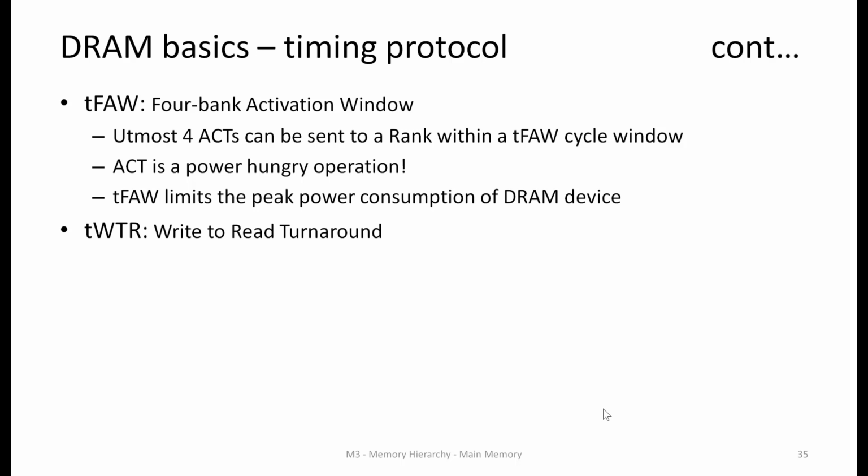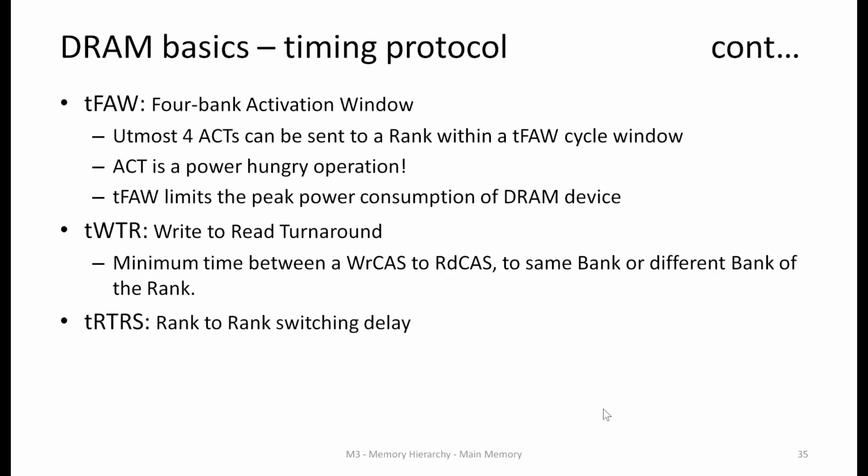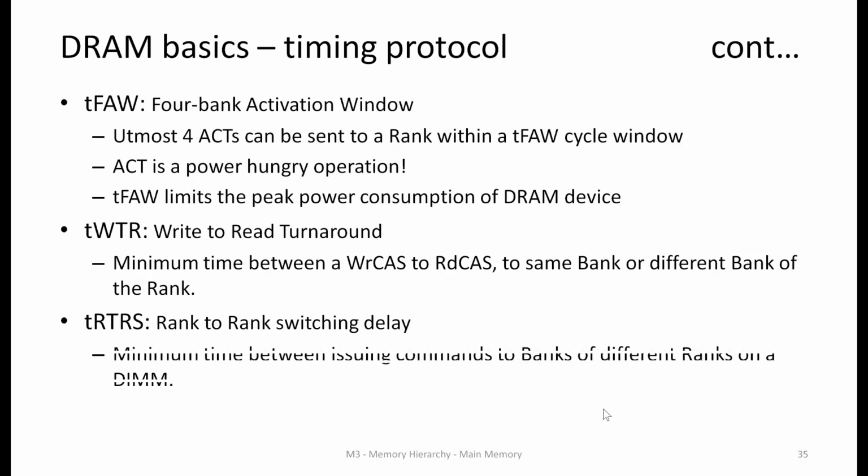We have another timing constraint, which is TWTR, write to read turnaround time. This is the minimum time we need to wait between the write cache and a read cache to the same bank or different bank of the same rank. TRTRS is rank to rank switching delay. This is the minimum time between issuing any commands to any banks of two different ranks of the same DIMM.